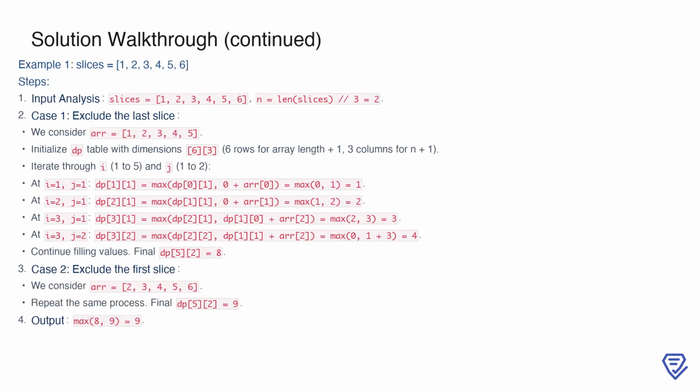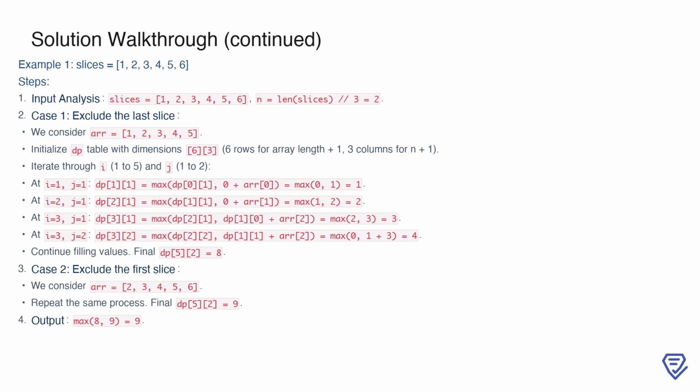Let's walk through an example with the array of slices 1, 2, 3, 4, 5, 6, where n equals 2. First, we calculate the maximum sum in the scenario where the last slice is excluded. This means we work with the array 1, 2, 3, 4, 5. We initialize a dynamic programming table DP with 6 rows and 3 columns, representing the array length + 1 and the number of slices to select + 1, respectively. Then, we fill the table iteratively.